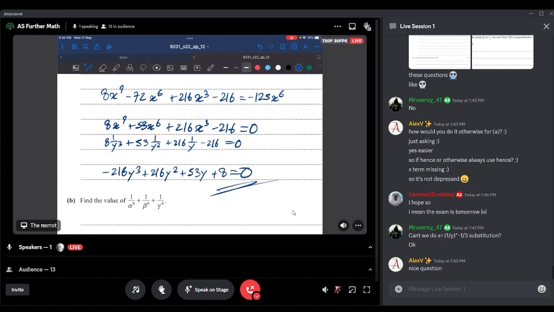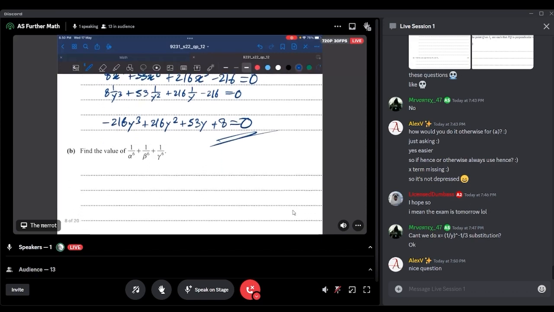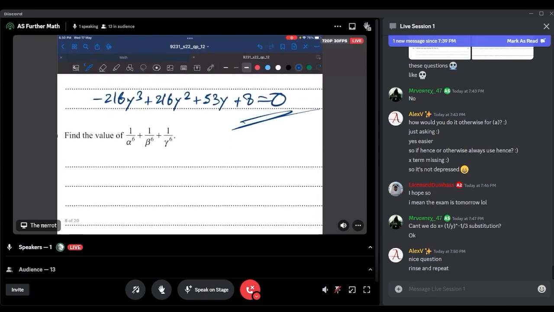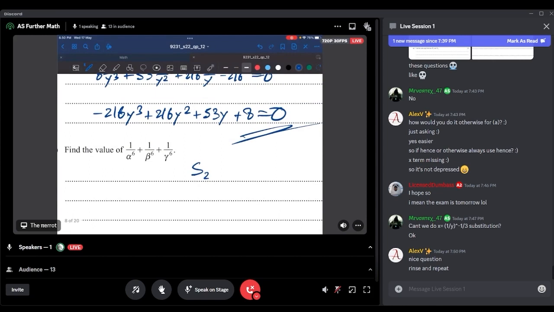Right. Now we have to find the value of the reciprocal of the roots power 6, basically. Of course, it is much easier to use the equation that we got and start from there. That's basically the S2. Do you guys use this notation, S2? It's the S2 of this equation right here.